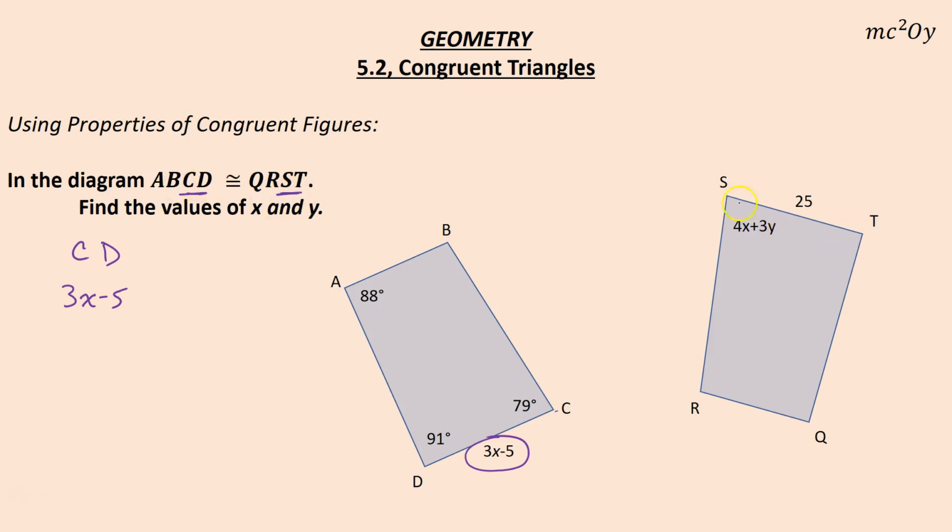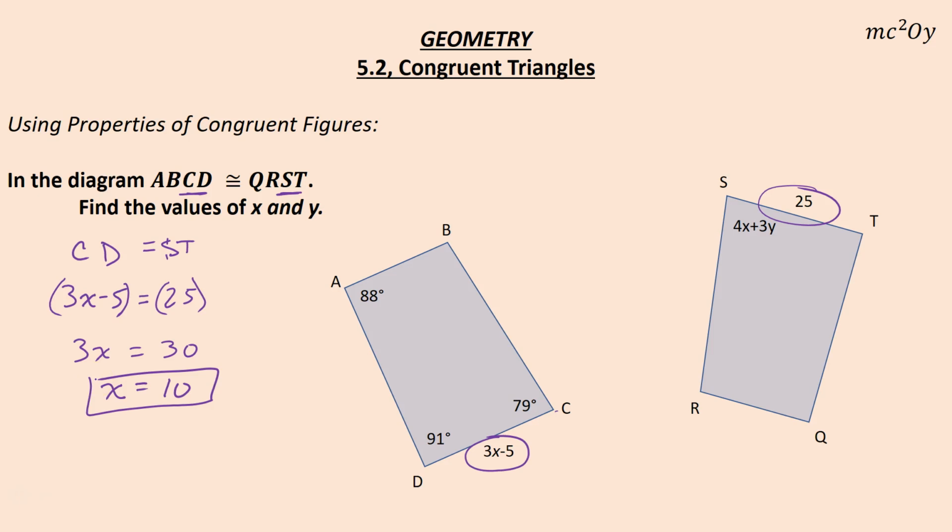So if I look at ST over here, ST has a length of 25. So CD and ST are going to be equal, meaning that this is 25. Okay, so if I substitute 3X minus 5 in for CD, 25 for ST, and then solve that, I get 3X equals 30, and X is 10.